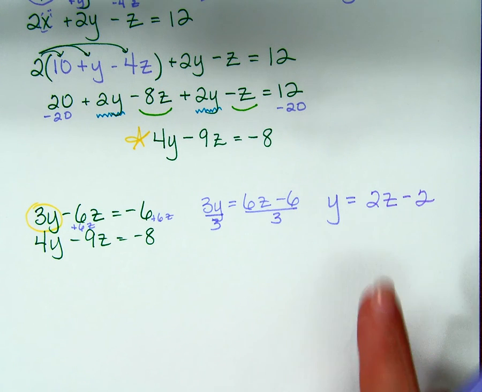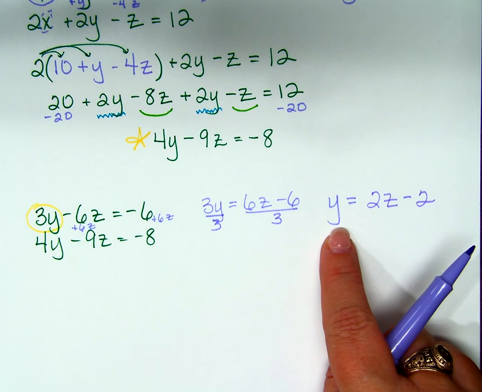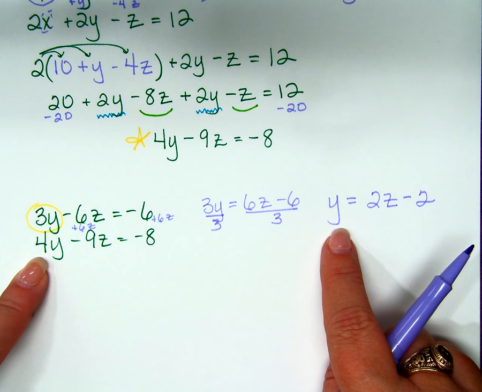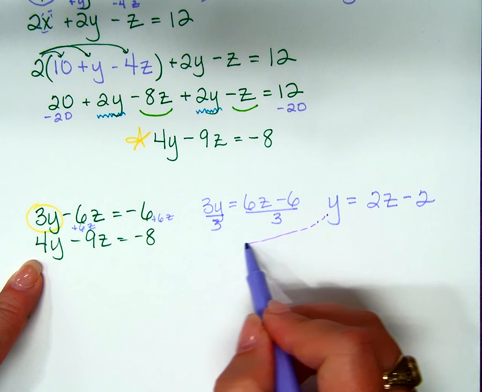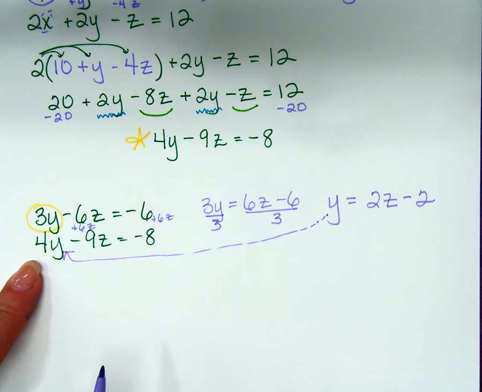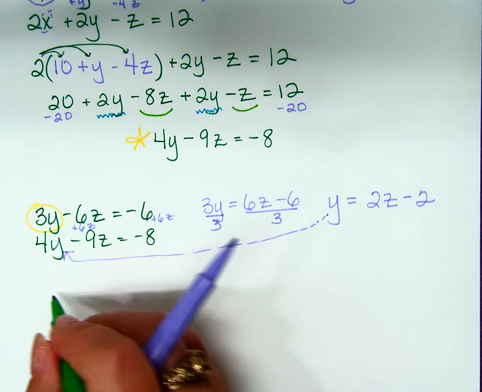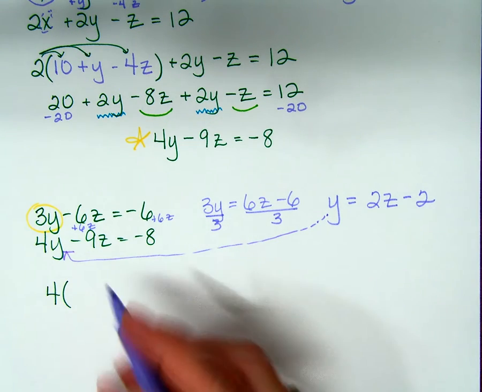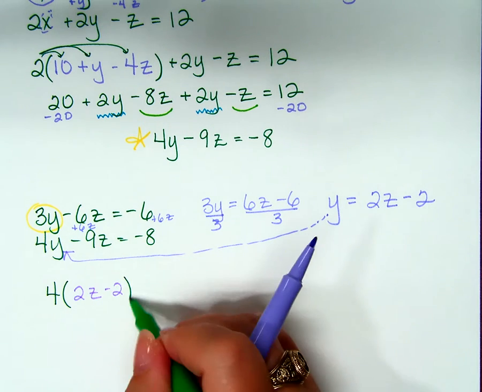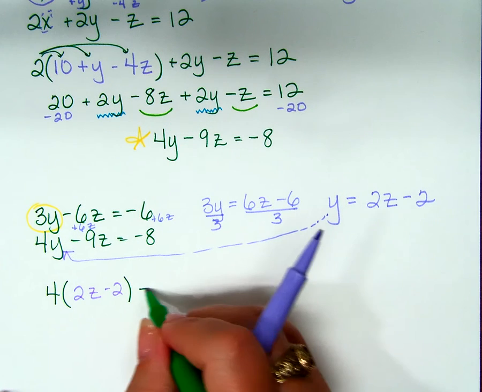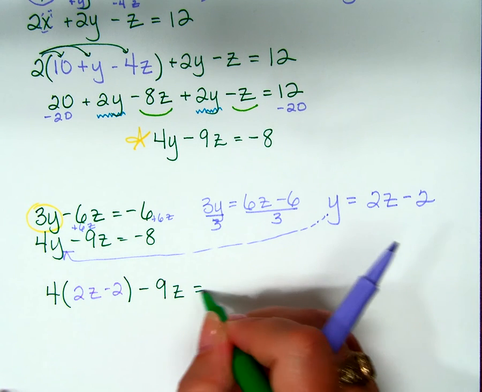Okay. Now that I know what y is, what should I do with it? Where should I plug it in? To the other equation, right? That I just have in my system. So I'm going to go right here, right there. So I'm going to write 4 times y, which I know is 2z minus 2, minus 9z equals negative 8.